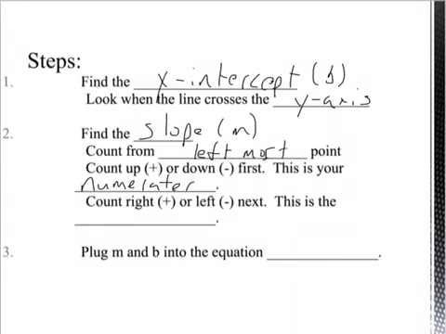After we go up or down, we have to go either right or left to get to the point. If you count right, it's positive. If you count left, it's negative. When you think of whether it's supposed to be positive or negative, just think of the x-axis. On the right, all your numbers are positive. On the left, all your numbers are negative. So it's kind of like that when you're counting. This number will be your denominator. So it's up or down over left or right. Then we want to plug m and b into our slope-intercept form equation, y equals mx plus b.